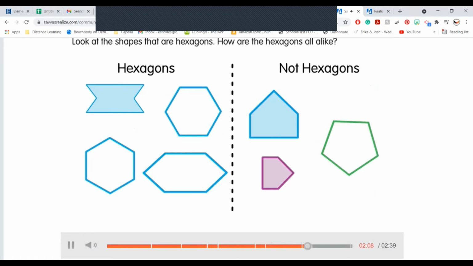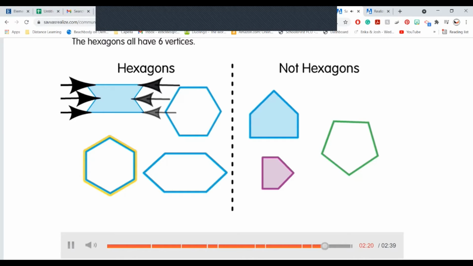Look at the shapes that are hexagons. How are the hexagons all alike? Yep, I counted 4, and they all have 6 sides and 6 vertices. The hexagons all have 6 sides. The hexagons all have 6 vertices. The hexagons all have 6 angles.